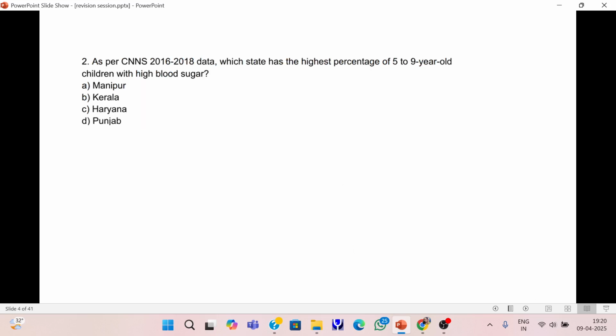As per CNNS 2016 to 2018 data, which state has the highest percentage of 5 to 9-year-old children with high blood sugar? Manipur, Kerala, Haryana, Punjab. Start answering.